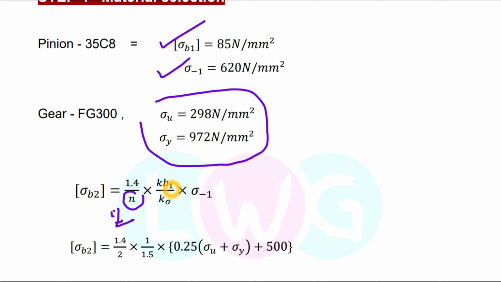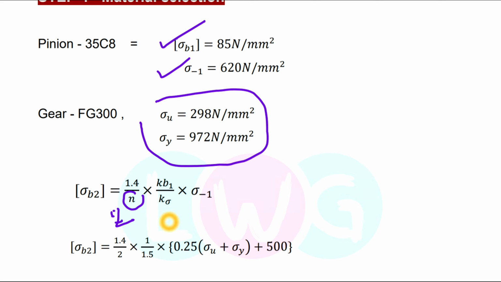Next, the value of Kb1. What does Kb1 stand for? Kb1 stands for life factor for bending, and this value we will get from data book page number 8.2, table number 22. For number of cycles greater than 10⁷, the Kb1 value is 1. So we will take the value of Kb1 equal to 1.